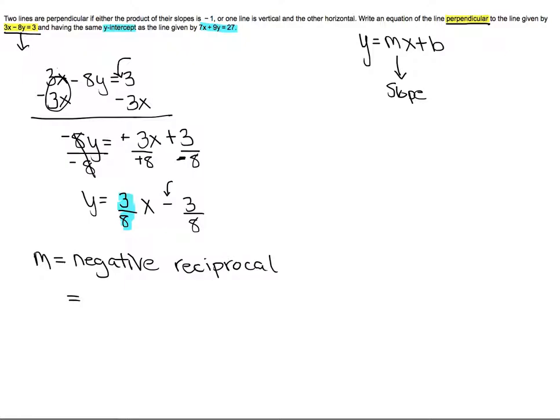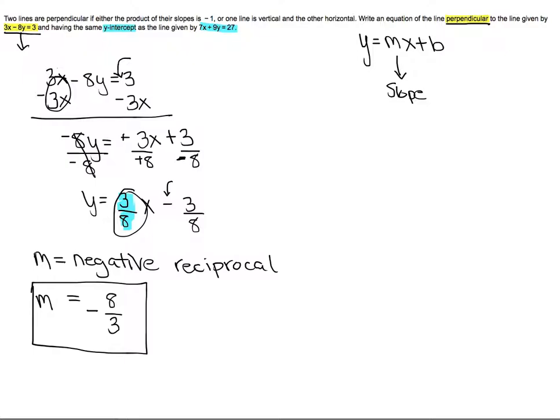And to do that, you just take the slope, which is 3/8, and you flip it. So now we have 8/3. And then you take the negative of it. So right now it's positive, so we're going to make it the opposite, which would be a negative. So the slope of my new equation is going to be negative 8/3.